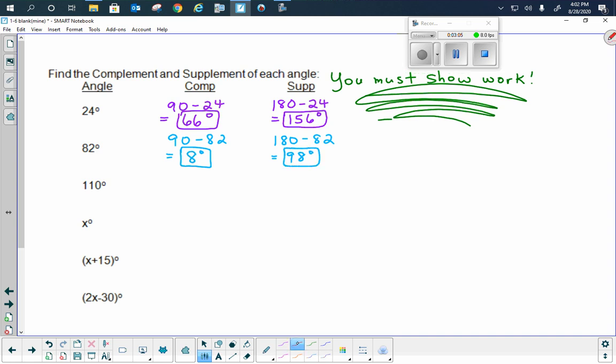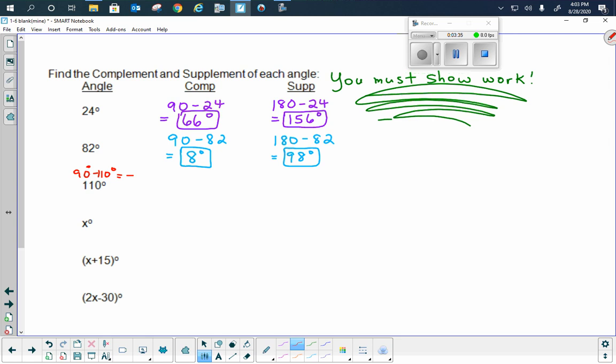All right, next. If I ask you what's the complement of a 110 degree angle? Well, complement is supposed to mean they add up to 90. So if it's already bigger than 90, think about it, guys. If I just did 90 minus 110, do you agree I would get a negative number? You can't have a negative angle. A negative angle does not exist.